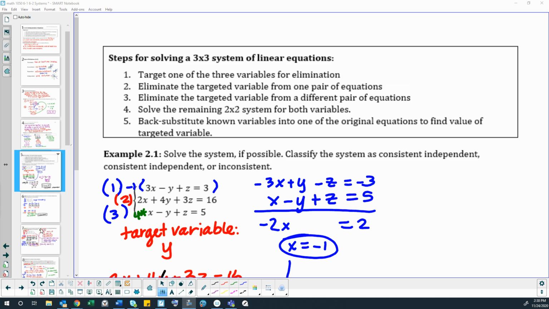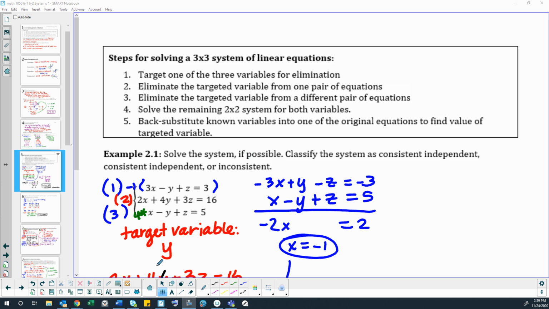Are we ready for a 3x3 system of linear equations? Here's our steps. We're going to target one of the three variables for elimination. We're going to eliminate the targeted variable from one pair of equations, eliminate the targeted variable from a different pair of equations, solve the remaining 2x2 system for both variables using either substitution or elimination again, and then back substitute known variables into one of the original equations to find the value of the targeted variable. Ooh, sounds like fun, doesn't it?